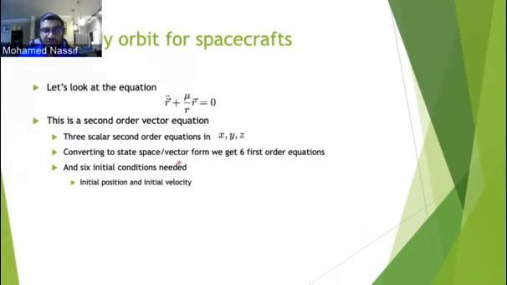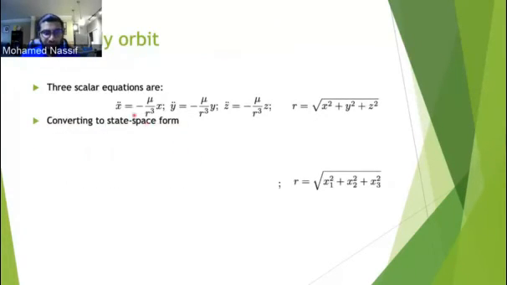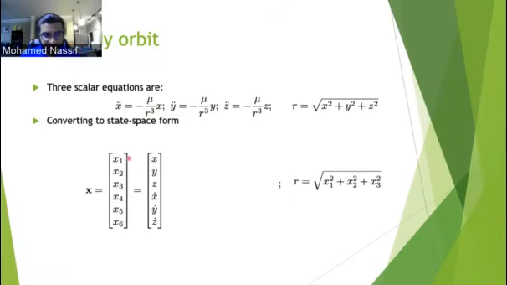If you want to convert to state space vector form, each of these is second order, which means each of them will have 2 first order equations. In total we get 6 first order equations. That means we need 6 initial conditions. It makes sense, we need position and velocity just like we did in the mass spring damper, except our position is now x, y, z, and velocity is x dot, y dot, z dot. So the three scalar equations are x double dot is minus mu over r cubed x, and so on, where r is the square root of x squared plus y squared plus z squared. And now we set our state variables right here. This is the position and this is velocity.